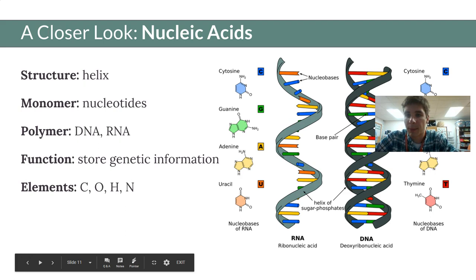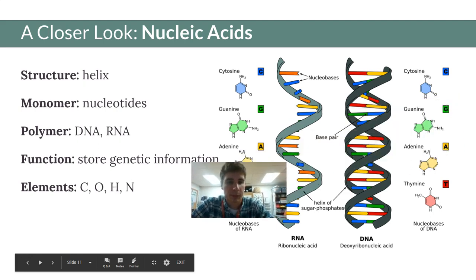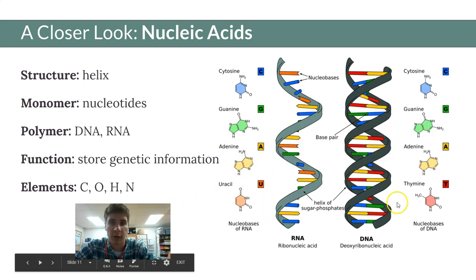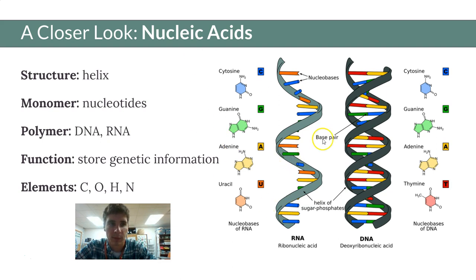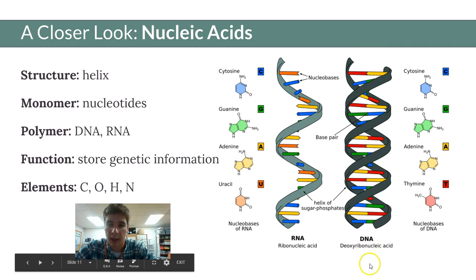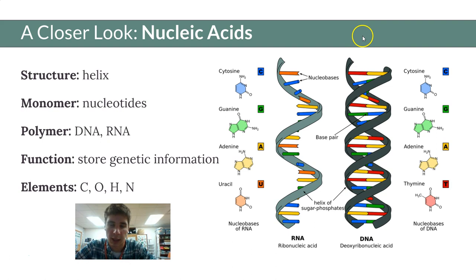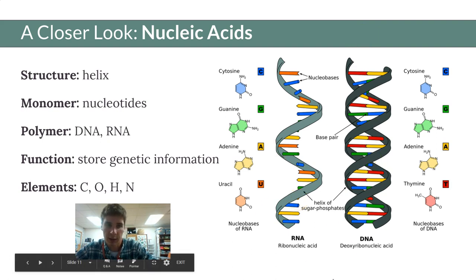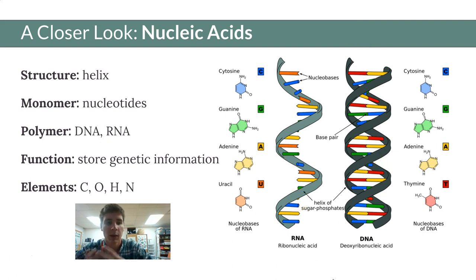Okay, so to wrap all this up in summary, the general structure of a nucleic acid, and DNA in particular, is a helix. DNA is a double helix because it has these two backbones to it, whereas something like RNA only has one. DNA is just a long chain of nucleotides. The monomer is nucleotides, and they get chained together to make DNA. And its function then is to store genetic information. That's what I want you to get out of today's lesson.